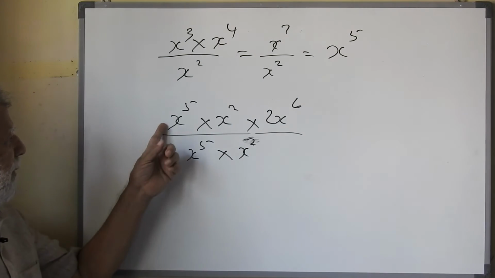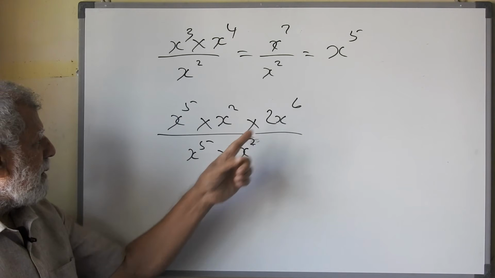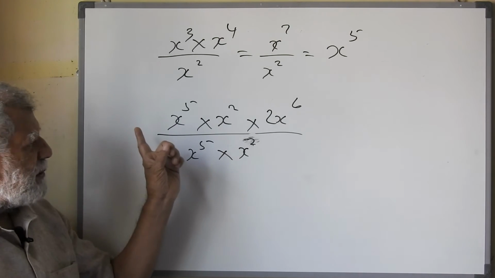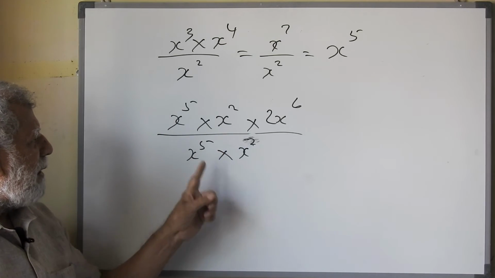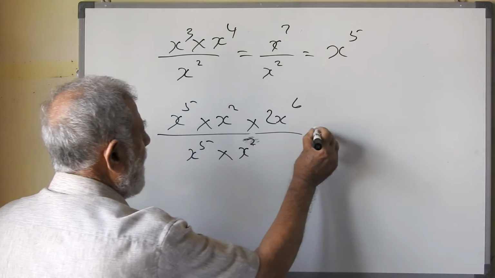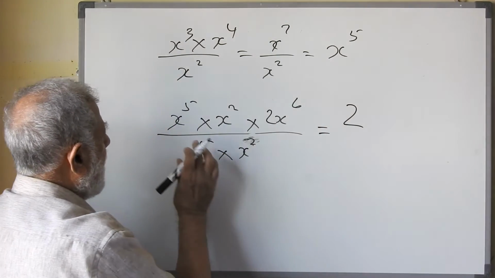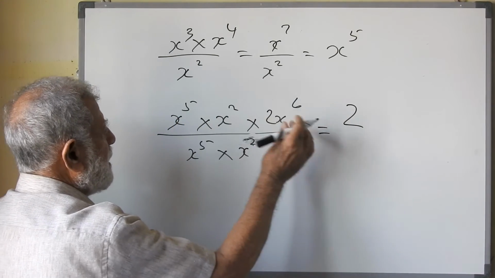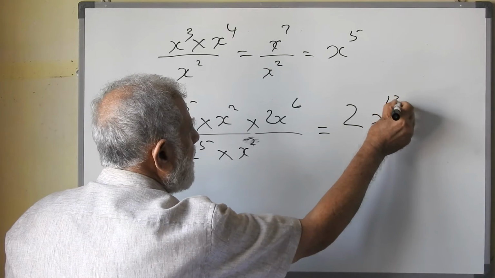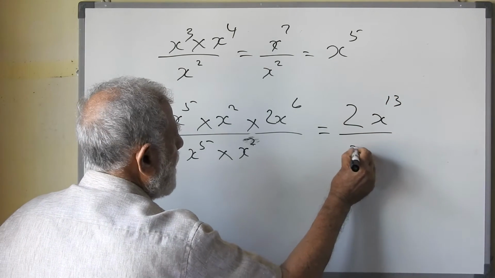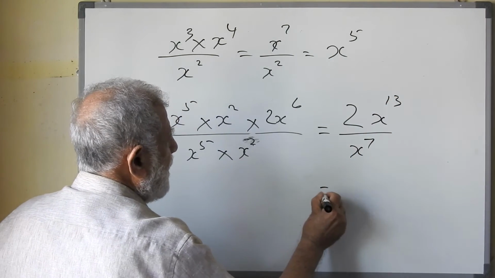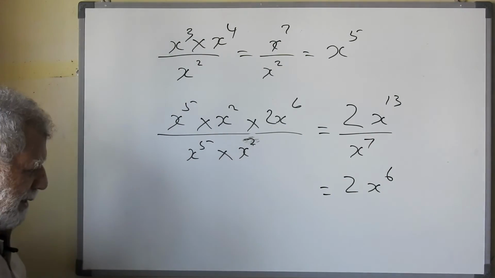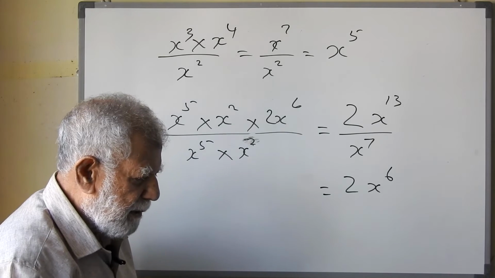Look, x to the power of 5 into x squared into 2x to the power of 6. Here, at the bottom, we have the denominator x to the power of 5 into x to the power of 7. The best thing is to simplify the numerator and denominator separately. So here we have the whole number 2. So x to the power of 5, x to the power of 2, x to the power of 6: 5 and 2 is 7, 7 and 6 is 13. So x to the power of 13 upon x to the power of 7. So the final answer will be 2 x to the power of 13 take away 7, that is 2 x to the power of 6. So we'll take one more example.